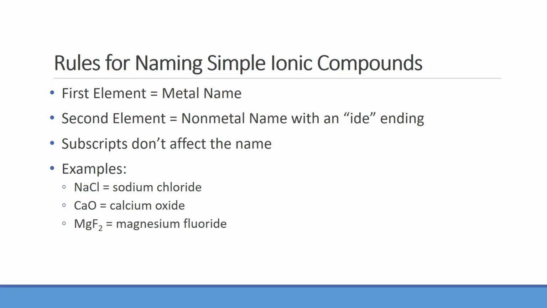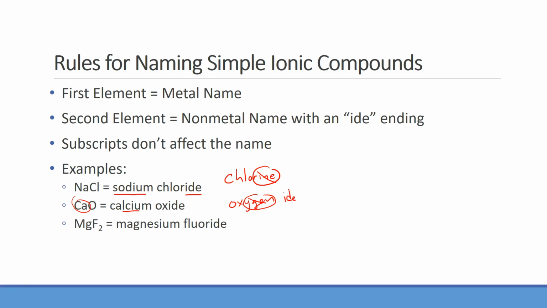So the first one, NaCl. The first element is sodium. The second element is chlorine. So for the first element, we leave that name alone, and we just keep it as sodium. For the second element, which is chlorine, we take the ending, we drop that off, and we add IDE, and so it becomes sodium chloride. The second example, Ca is calcium. We leave that name the same. Second element is oxygen. So we drop off the ending and add IDE.